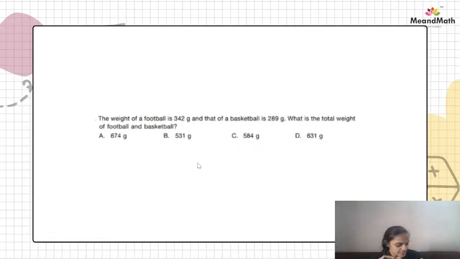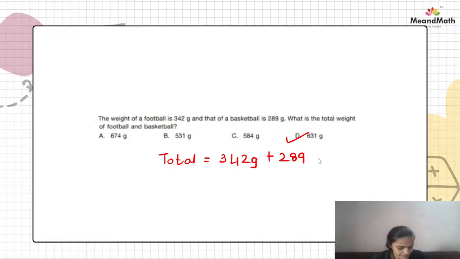Okay, I got the answer from Soham who says option D, which is absolutely correct. Yes, it's simple. We just have to find the total weight of both the balls, which is 342 grams plus 289 grams, which is equal to 631 grams. Yay! So Soham was the first one to answer this time, and Trijal also gave the absolutely correct answer. So good job and applause for both of you.